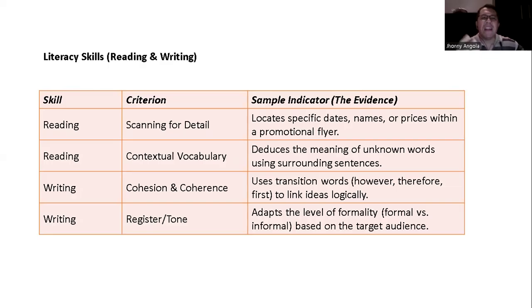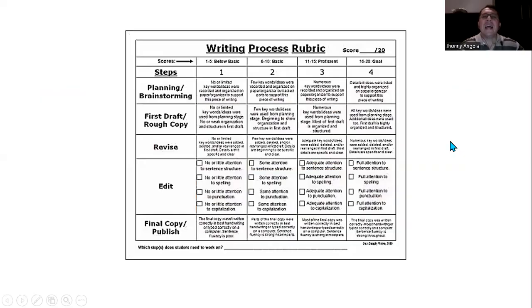Yes. Writing, cohesion and coherence: uses transition words, for example, however, therefore, first, second, to link ideas logically. And the last one, writing, register and tone: adapts the level of formality, formal versus informal, based on the target audience. Yes, audience. Now, this is another example of a rubric. As you can see, yes, this is across and down. You could see it like steps. Those are the criteria.